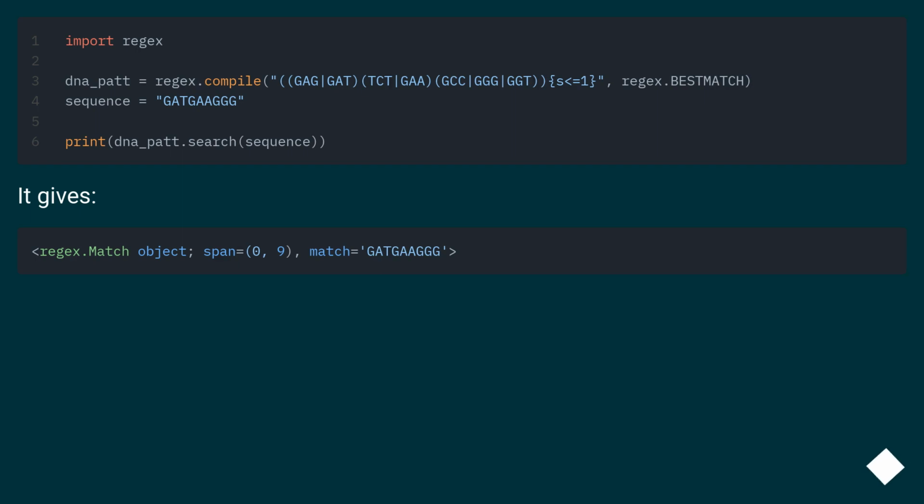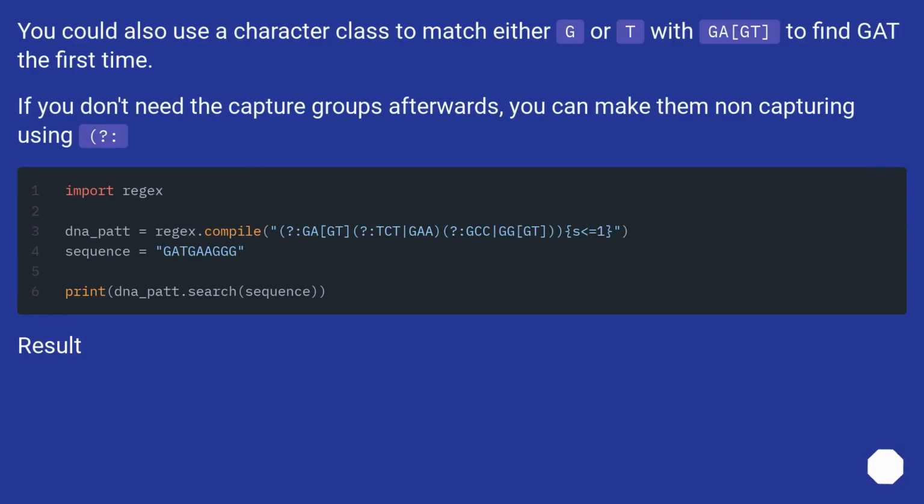It gives... You could also use a character class to match either G or T with GA[GT] to find GAT the first time. If you don't need the capture groups afterwards, you can make them non-capturing using ?:.